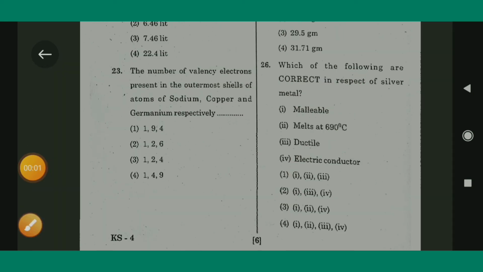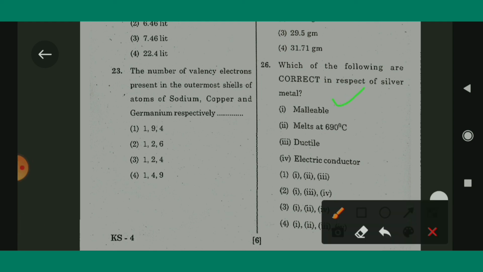And the 26th bit: which of the following are correct in respect of silver metal? It is malleable, this is correct; melts at 690 degrees centigrade, this is wrong; ductile, this is right; and electric conductor, this is right. So the first, third and fourth options are the correct answers. So the second option is the correct answer.